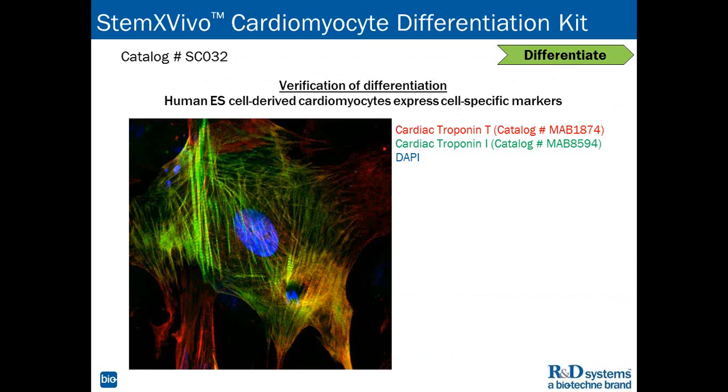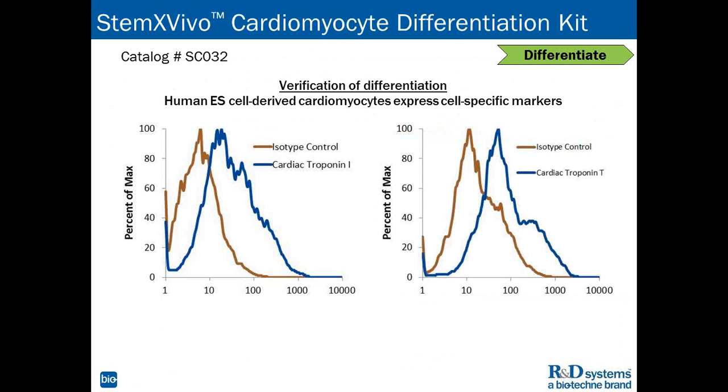So in addition to just being able to visually see the beating, we also verify differentiation looking at different cardiac markers, and you can see here in these cells we can see double expression for cardiac troponin T and I. We can also look at this by flow cytometry to be able to better quantitate our differentiation efficiency, and we can generally see upwards of 70% differentiation when we're using the kit.